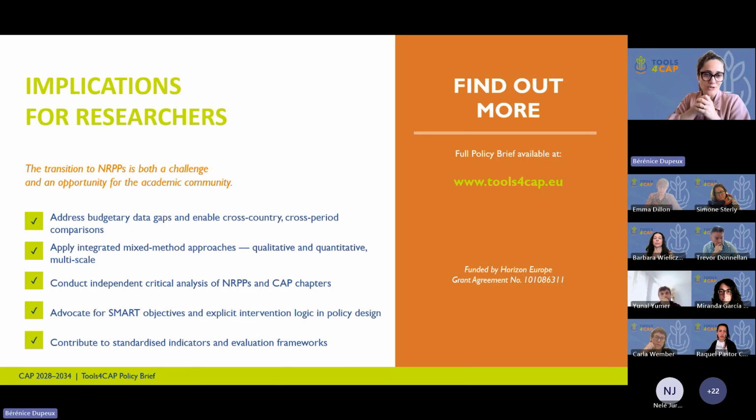There will be a need to develop some research in order to have independent and critical analysis of the future NRPPs, and to advocate for a strong intervention logic backed up with a strong objective and indicator framework, and to standardize those indicators in the spirit of future evaluations.